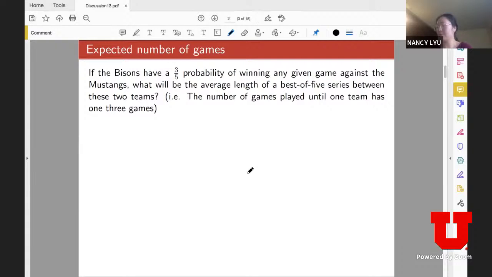Let's move on to the next one to find the expected number of games. So if the Bisons have a 3/5 probability of winning any given game against the Mustangs, what will be the average length of a best of 5 series between these 2 teams? So it's the number of games played until one team has, there's a typo. Should be 3 games.